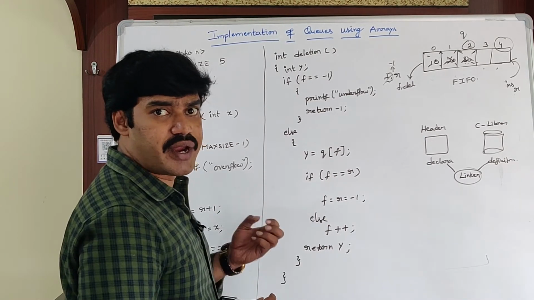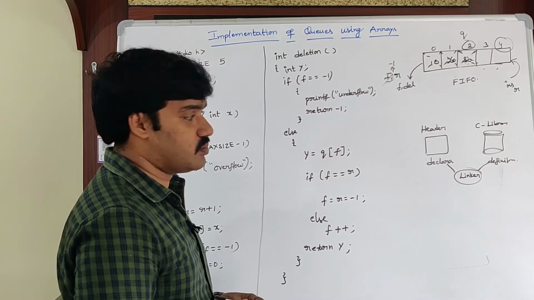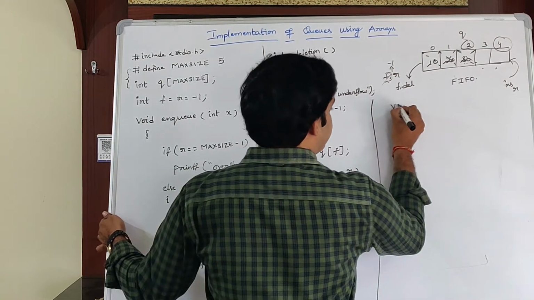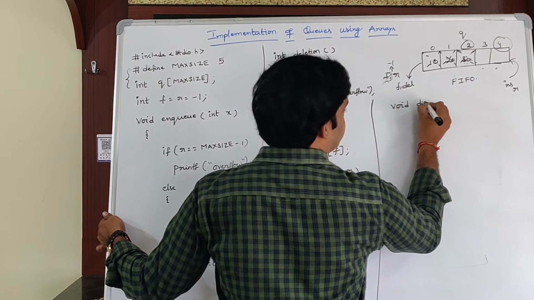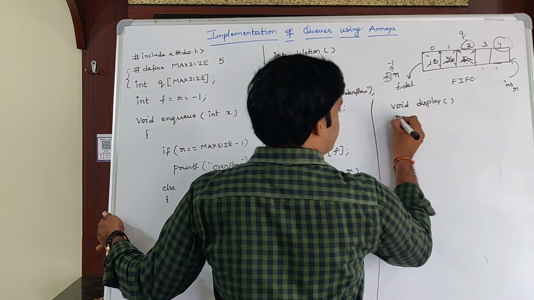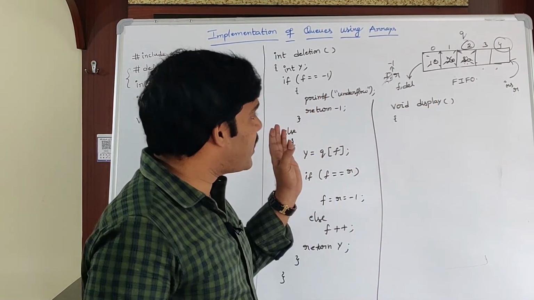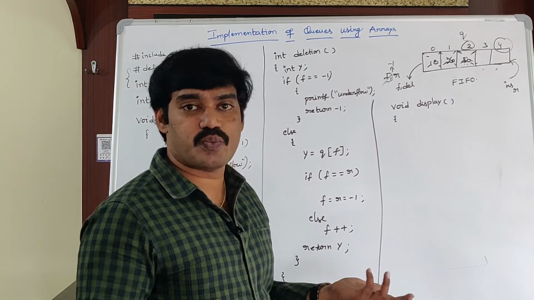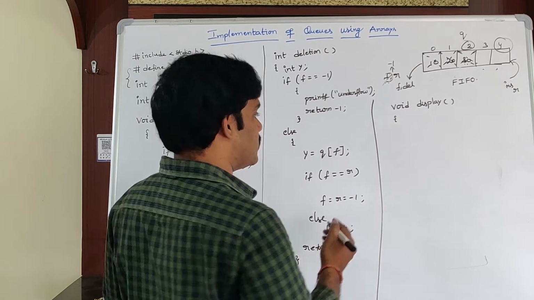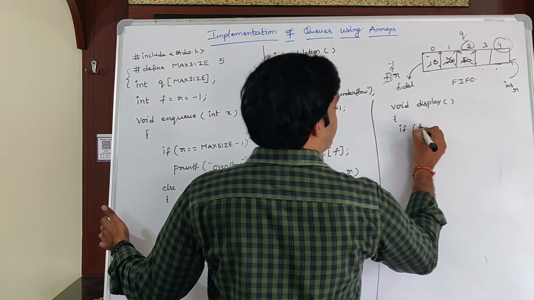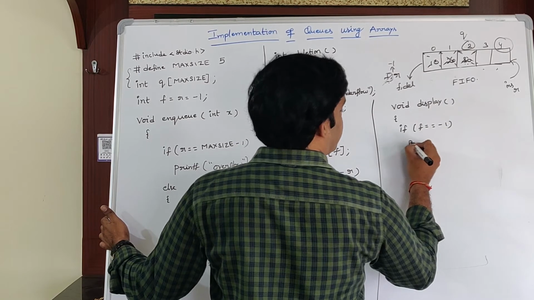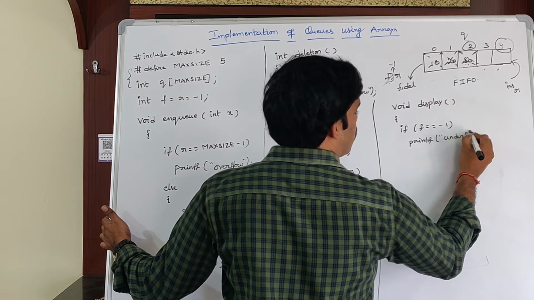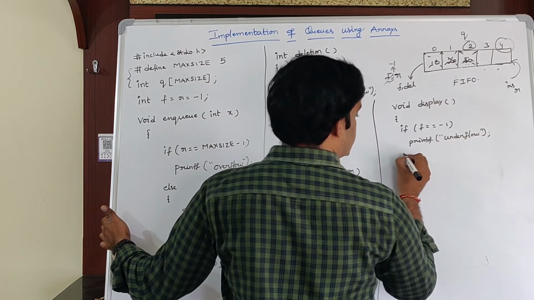Next, I am going to write the definition for the display function. Coming to the display function, what is the return type? Void. So void display. In order to display the elements of a Q data structure, check whether the Q data structure is empty or not. If it is empty, it is not possible to display the elements. So if F is equal to -1, printf Q is underflow, not possible to display the elements. Why? Because Q is empty.